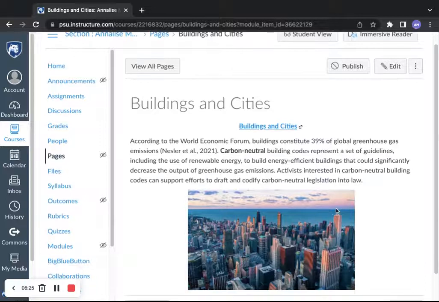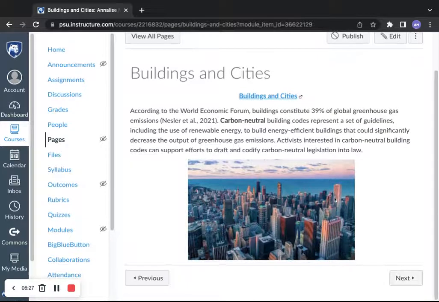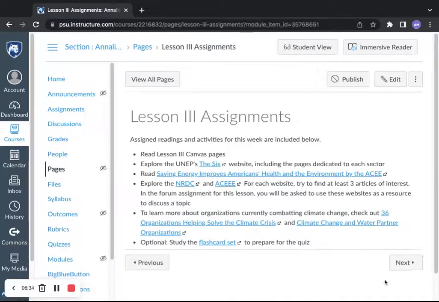And here we have our last little page here, all about carbon neutral building codes. So I learned a lot through this project. I learned a lot of ideas and things that people are trying to do that I had no idea about. Here in the assignments page, there are a lot of different resources that were found. For this lesson in particular, there are websites that people can explore that have a lot of information.